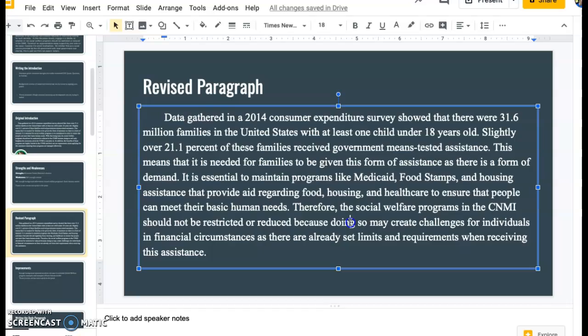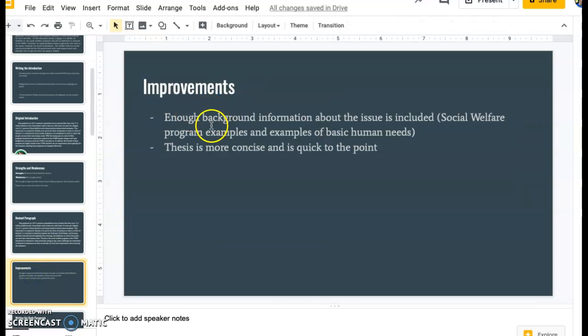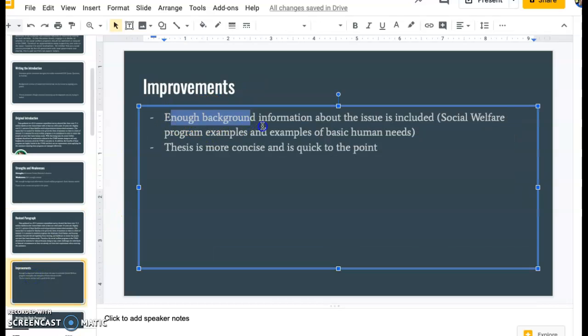So you're explaining everything that the audience may be familiar with, but you're not entirely sure, so it's very important that we include this information anyways. And also, this is your thesis now. So it is a lot more concise, it is a lot more quick to the point, and it doesn't confuse the reader. So they're pretty much set on the point that you're trying to come across. So again, enough background information is now included, and your thesis is a lot more concise and quick to the point.